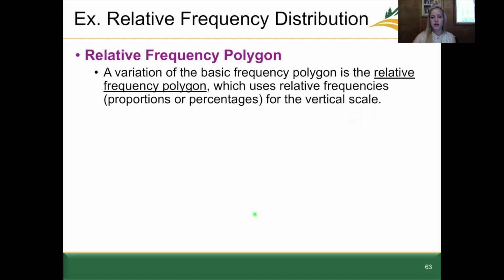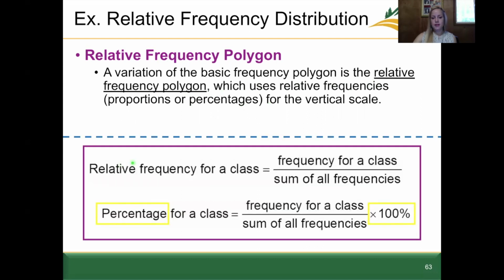So just as we saw in histograms, we can also have relative frequency polygons. A variation of the basic frequency polygon is the relative frequency polygon, which uses relative frequencies, so either in proportions or percentages for the vertical scale. Now again, we touched on this in the histogram section. To find the relative frequency for a class, we'll take the frequency for that one class divided by the sum of all the frequencies in that set of data.